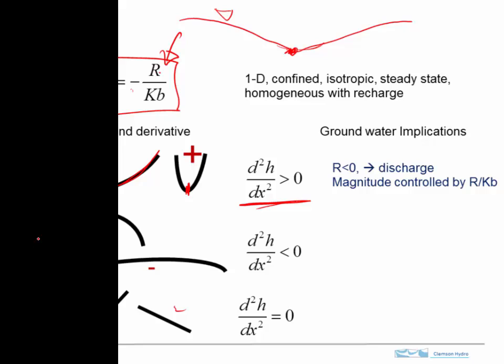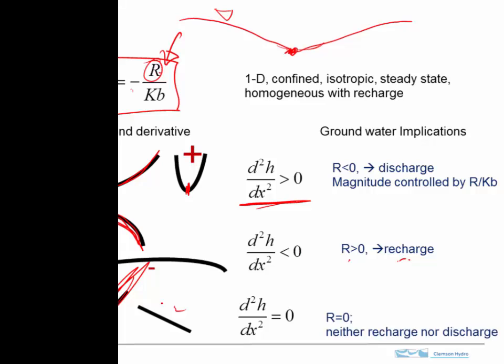Similarly, where we have a second derivative that's less than 0, we've got a mound like this, and this means that there would be positive recharge. This is negative here, so r can be positive. So r greater than 0 indicates recharge, and where the water table forms a straight line, that means the recharge is equal to 0. There's neither recharge nor discharge.